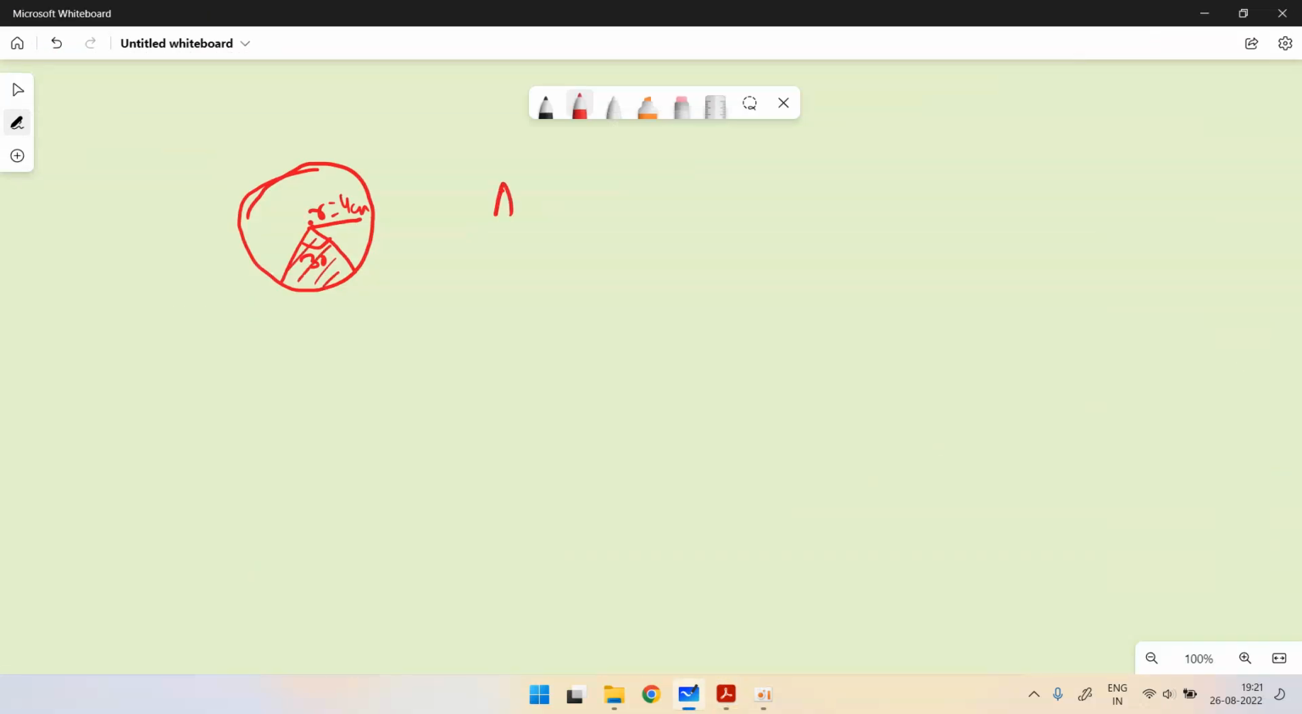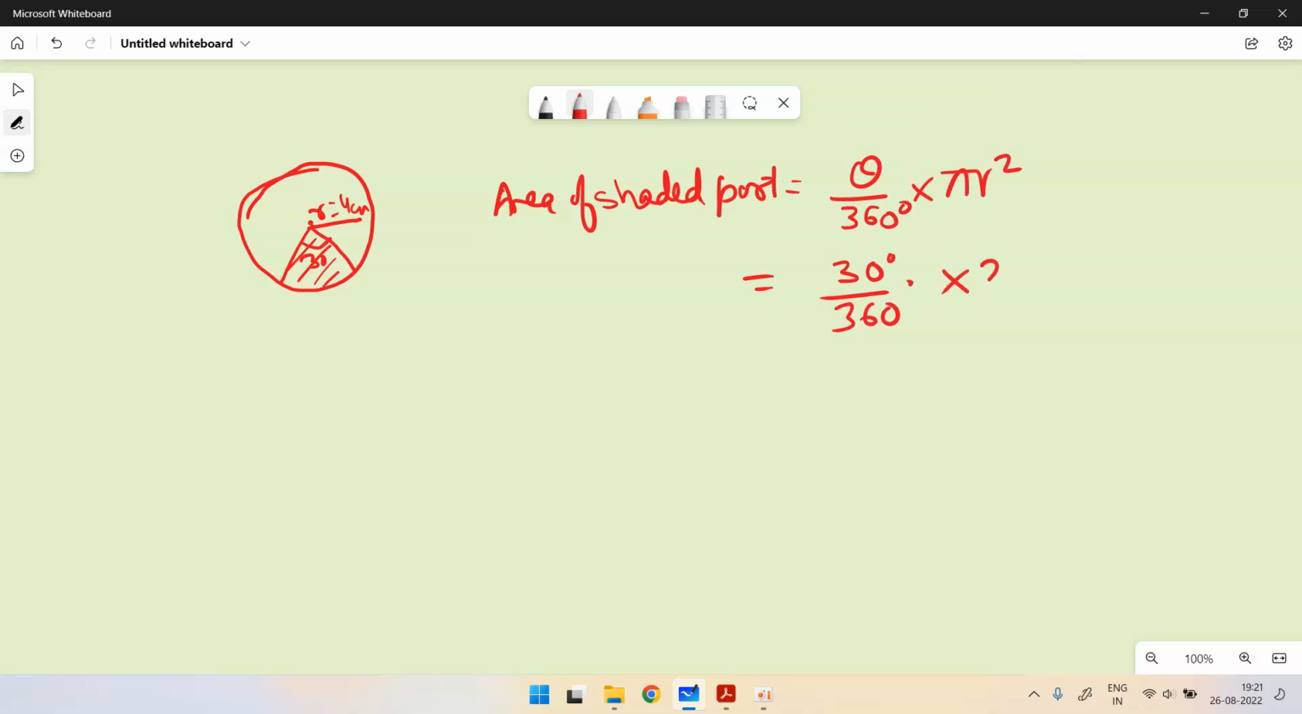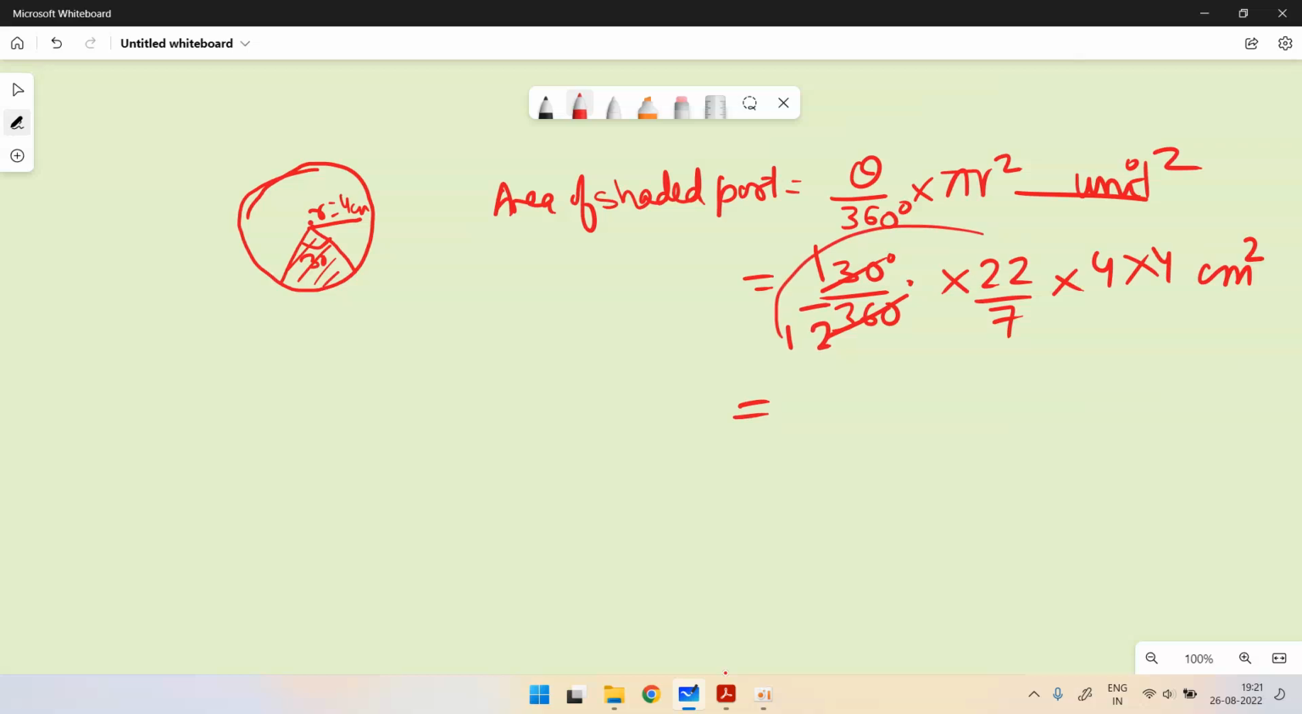You know that the area of the shaded part, the minor sector, equals theta by 360 into pi r square. Theta is 30 degree, so 30 by 360, pi is 22 by 7, into 4 into 4 centimeter square, or you can write unit square. This is 1 by 12 of the total area. If you solve this, you will get some value.